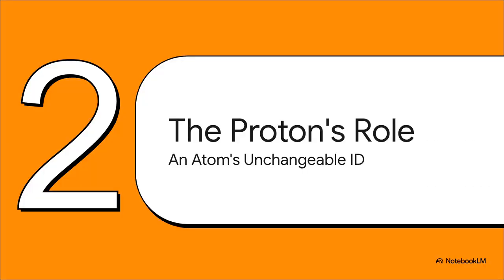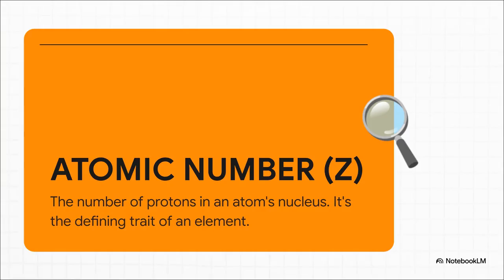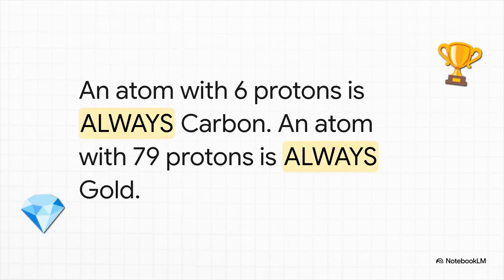Now that we've got our parts list, we need to talk about the single most important rule in this whole construction project. This is the rule that gives every single element its unique identity. So here's the deal, and this is absolutely crucial. The number of protons is everything. It's called the atomic number, and it's like the atom's permanent, non-negotiable ID badge. It's the one thing you absolutely cannot change without turning the atom into something else entirely. Seriously, it's that simple and that absolute. If it has 6 protons, it is carbon. Period. No exceptions. If it has 79 protons, congratulations, you've got gold. The proton count is the only thing that defines what an element is.